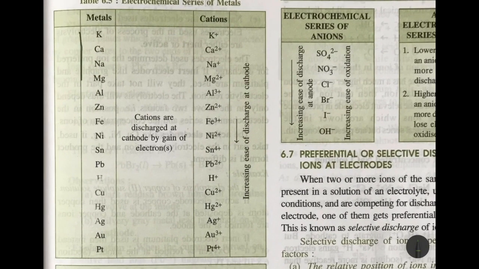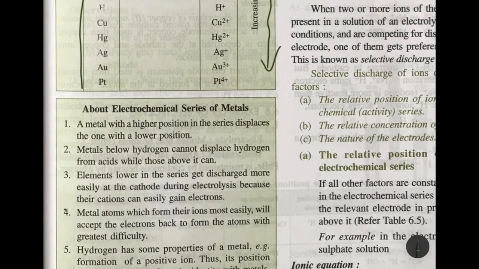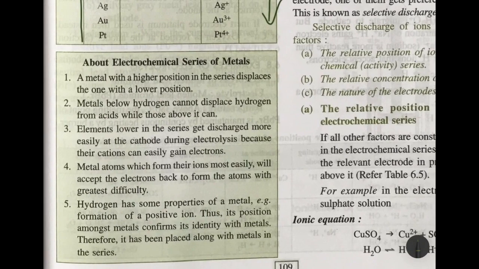It is similar to the activity series of metals. Increasing ease of discharge at the cathode: as you go down, it is more easily discharged at the cathode. So remember, a metal with a higher position in the series displaces the one with a lower position, that you already know in displacement reactions. Metals below hydrogen cannot displace hydrogen from acids, while those above it can. This is more or less discussing the activity series of metals.